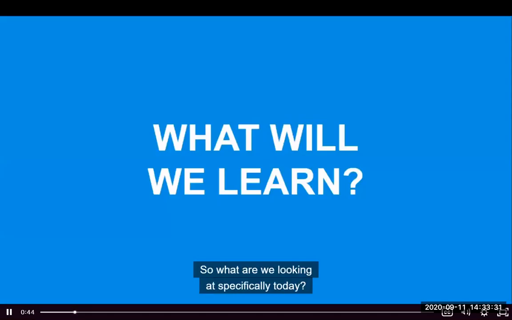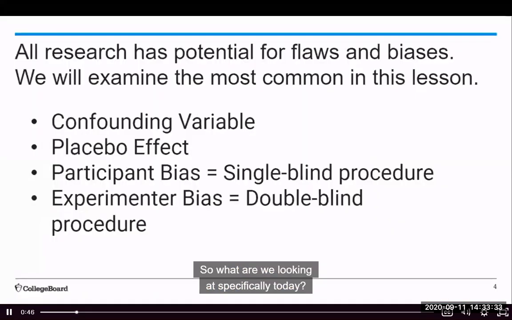So what are we looking at specifically today? We're looking at those flaws. Many research studies often have to be cautious that their study does not have flaws or biases. Some of the most common ones will be found in this lesson: confounding variables, placebo effect, participant bias, and experimenter bias. Both participant bias and experimenter bias have an alternative way that researchers can avoid them.